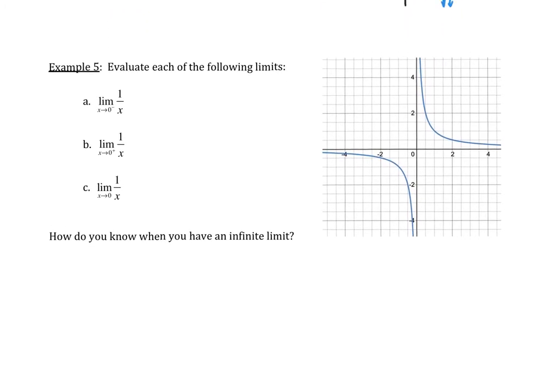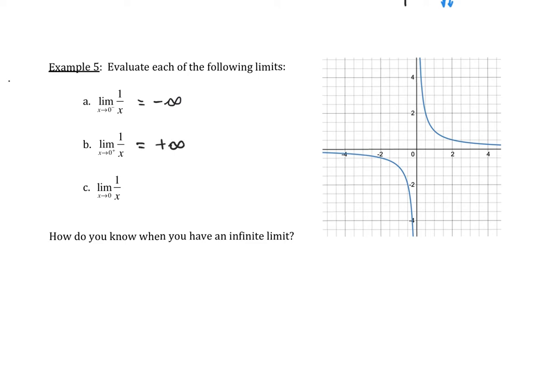When I take a look at example 5, if I approach my function as x approaches 0 from the negative side, where does it look like my function is going? It looks like my function is going to negative infinity. So I'm going to put this is equal to negative infinity. When I come from the right side, as x approaches 0 from the right side, where does it look like my function's going? Oh, that looks like it's going to positive infinity. So let's put this is equal to plus infinity.